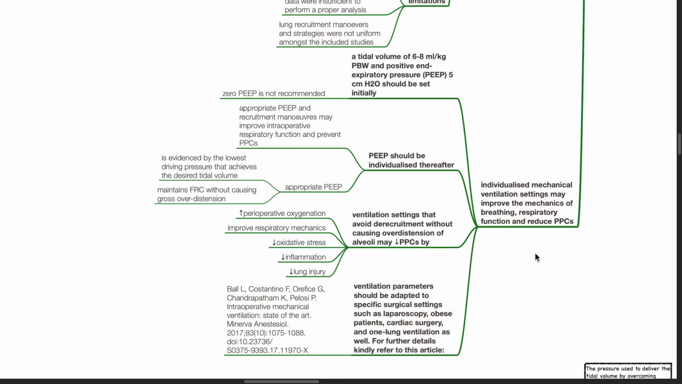Ventilation parameters should be adapted to specific surgical settings such as laparoscopy, obese patients, cardiac surgery, and one lung ventilation as well. For further details, kindly refer to the article written by Bal L. et al. Intraoperative Mechanical Ventilation State of the Art, 2017.